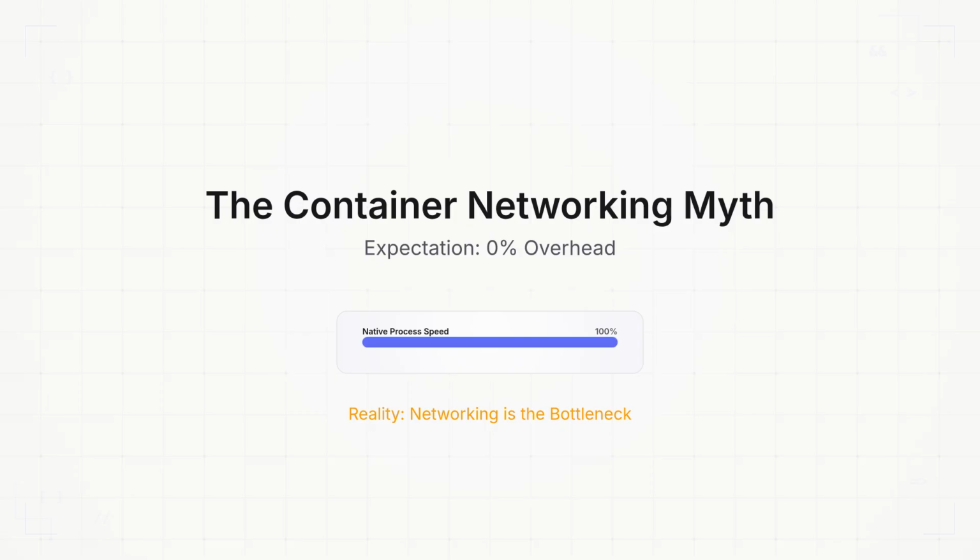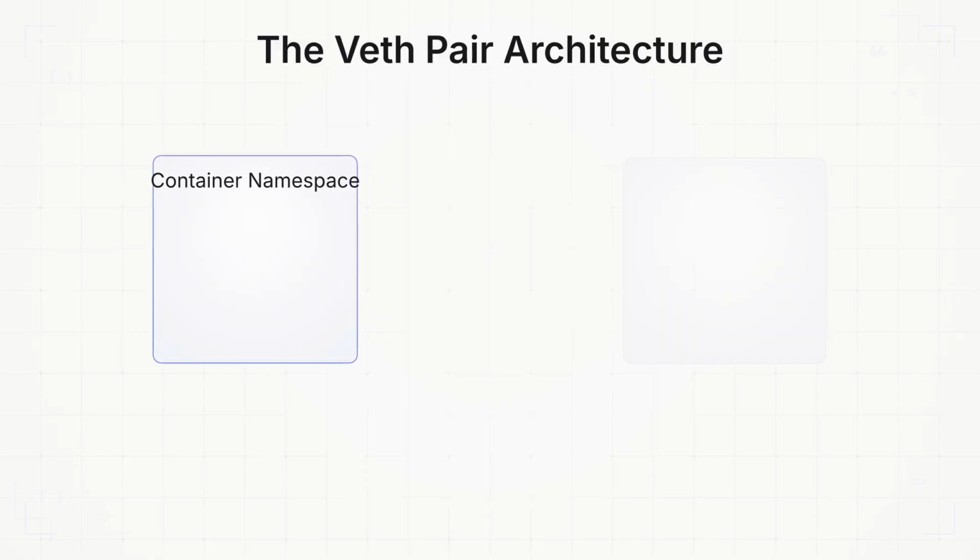Today, we're looking past the marketing slides to understand the hidden mechanics of virtual Ethernet pairs, bridge interfaces, and why your high-performance database might be losing 15% of its throughput to the very network stack that's supposed to be invisible. To understand the cost, we have to look at the plumbing.